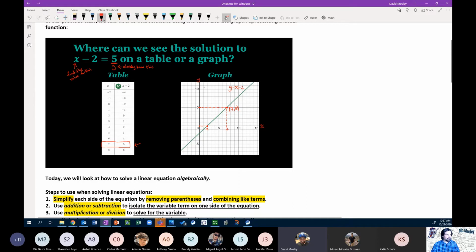On a graph, we see that y equals 5 here. We follow that over to the graph and follow that down to the x-axis, and we see that x equals 7 at this point on the graph where y equals 5. So again, we get x equals 7 as the solution. So we can use a table or a graph to find solutions.